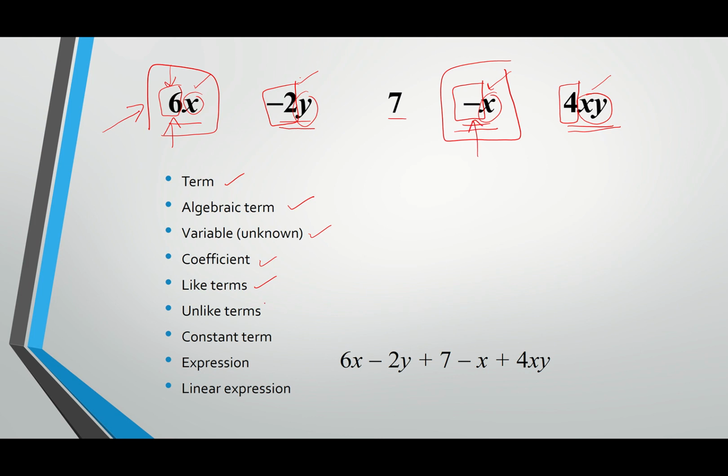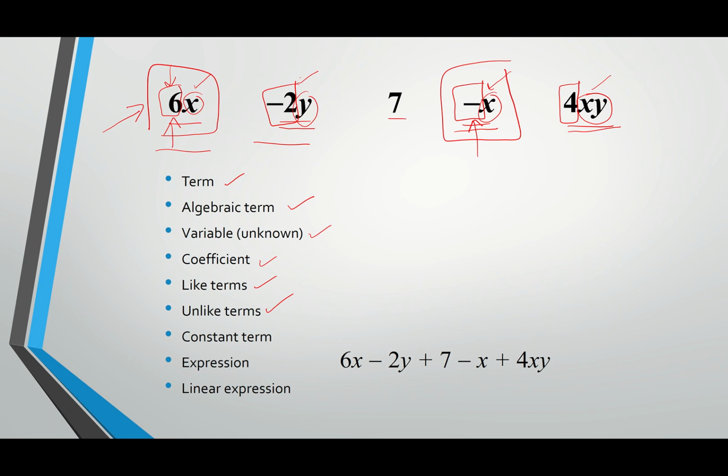Unlike terms are terms that have different variables. For example, 6x and negative 2y, because their variables are different, they are unlike terms.